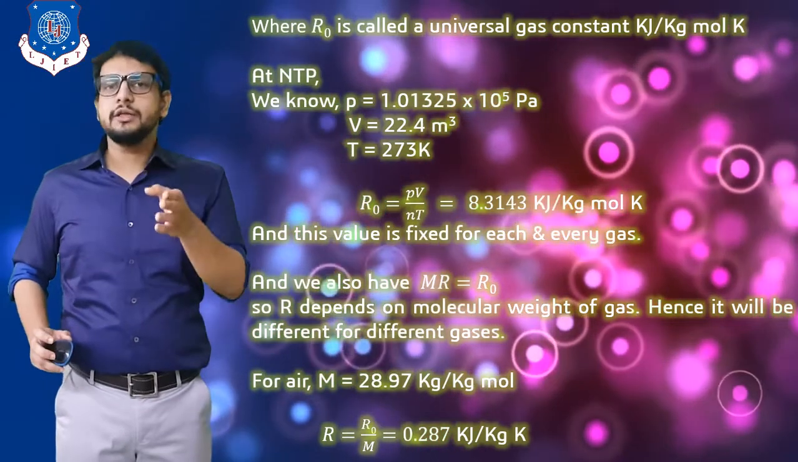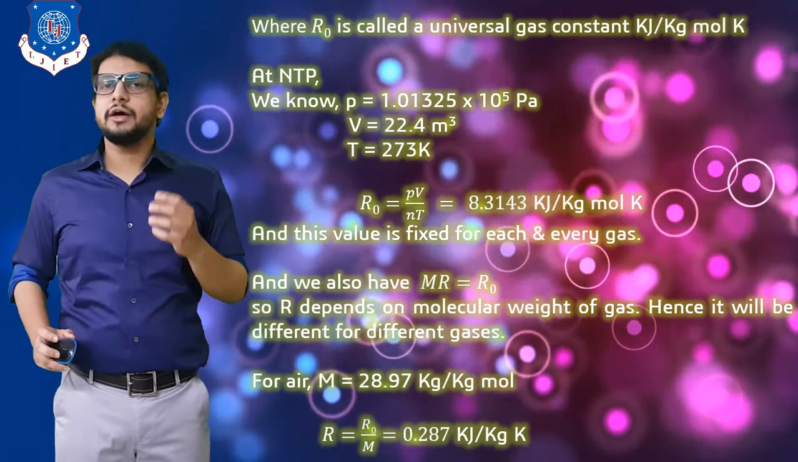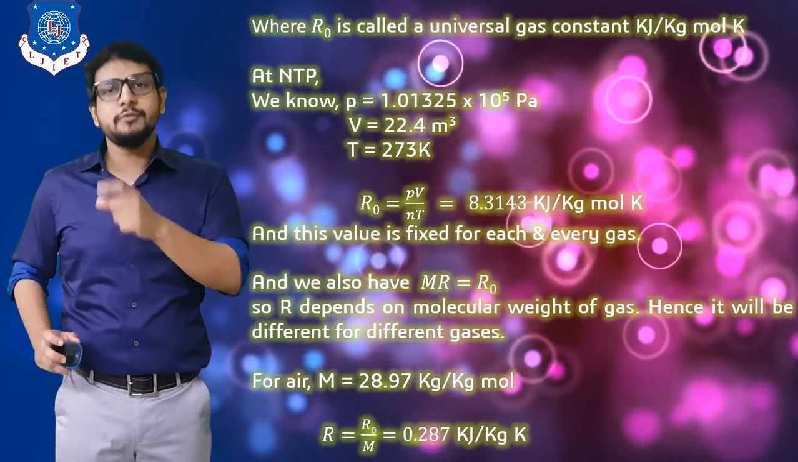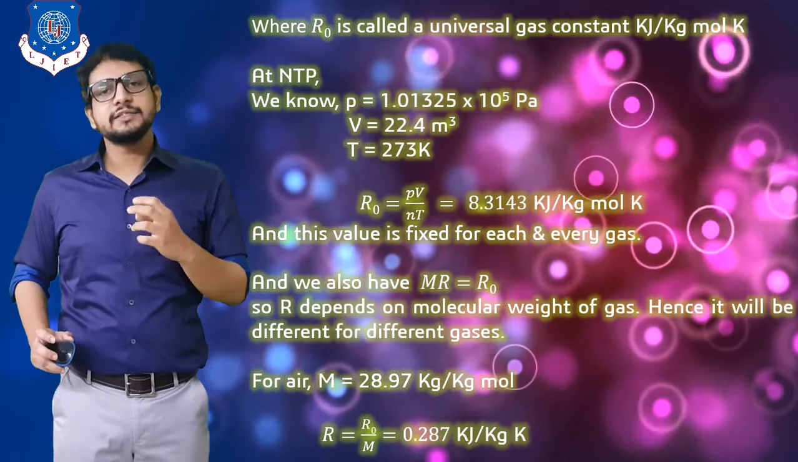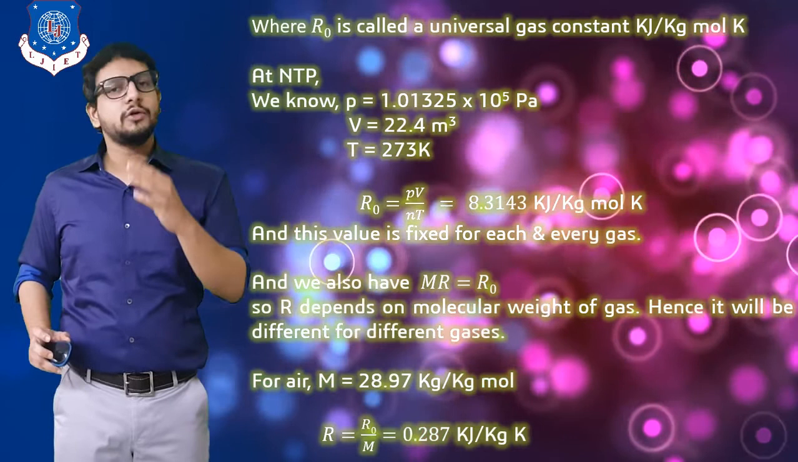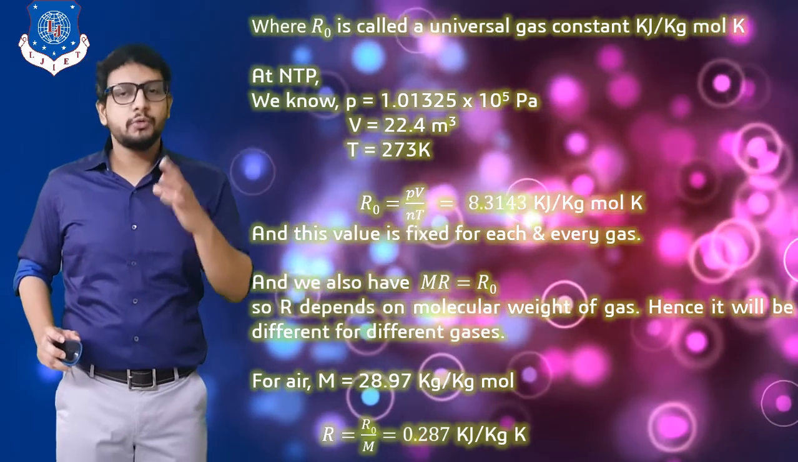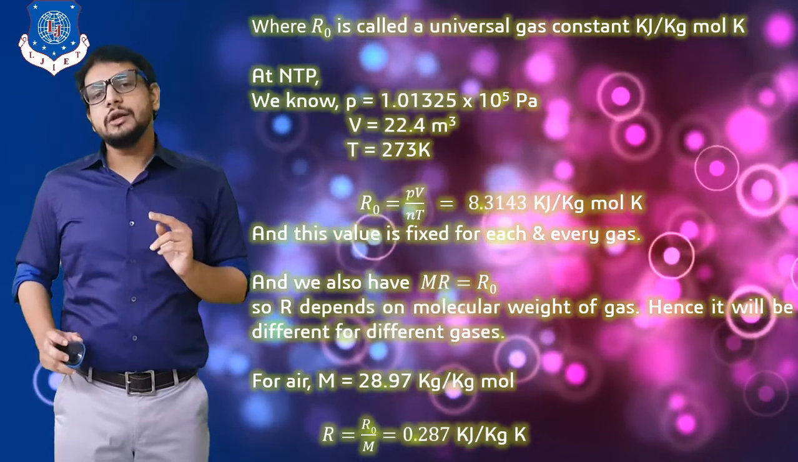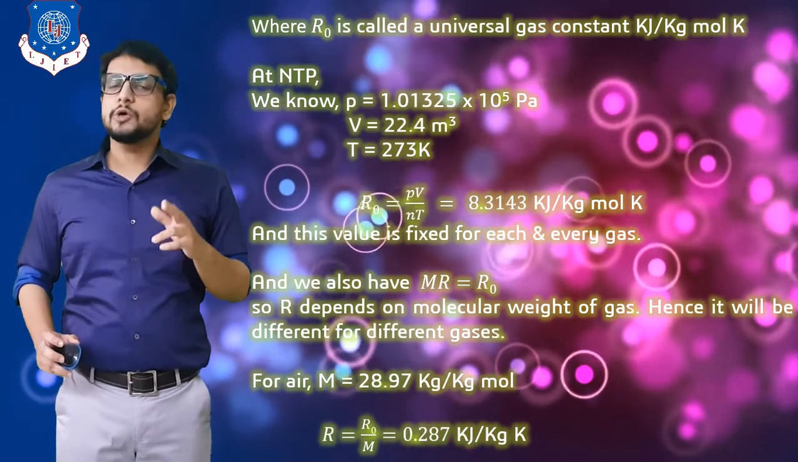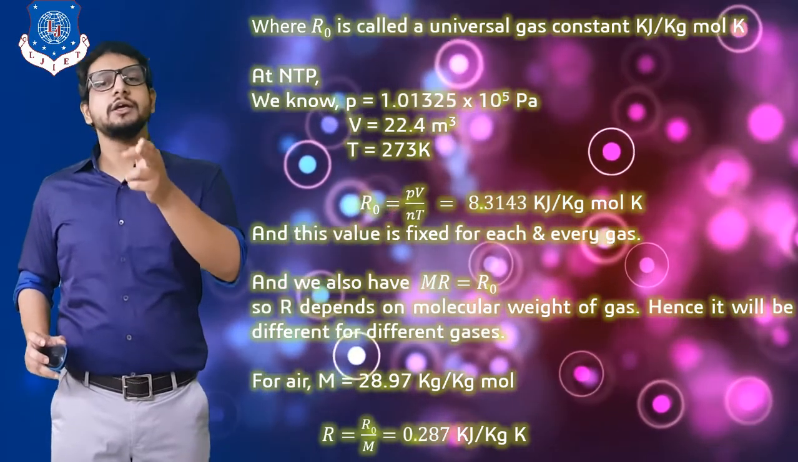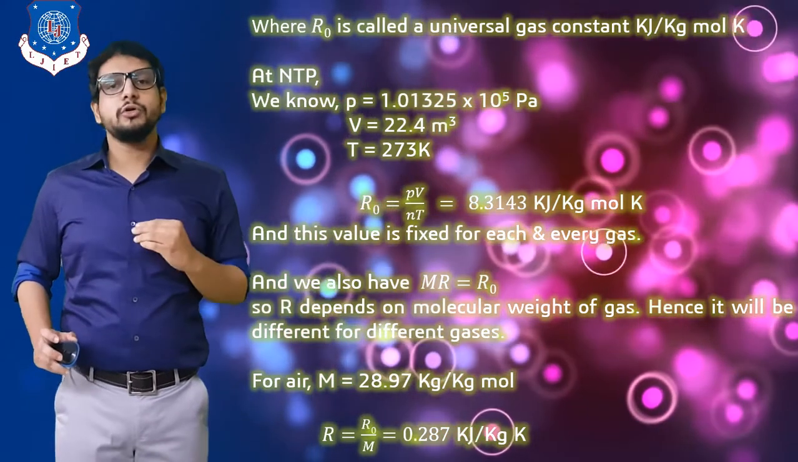Now, throughout our chapter we are going to consider air as the fluid, and in some topics while solving numericals, if a different gas is given, for example hydrogen gas, then in that case its molecular weight and values will be provided. So you need to keep in mind that for air, its molecular weight capital M is equal to 28.97 kilojoule per kg mole, as shown on your screen.